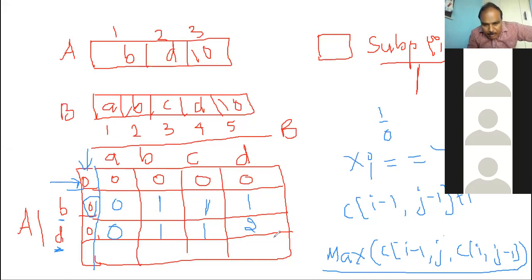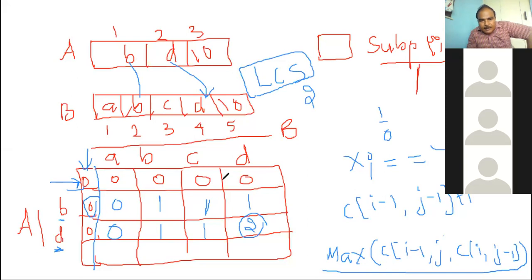Now we can see this is the 2. What does the 2 indicate? It indicates the length of the longest common subsequence. The B is found here and D is found here, so the longest common subsequence length is 2. Any problem you can solve the same way. Now please observe this.